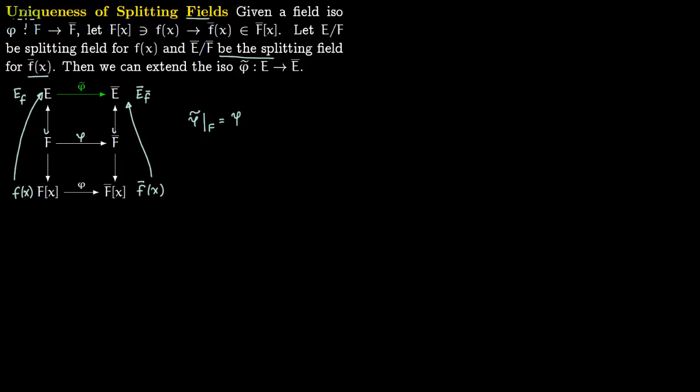Now this is called uniqueness of splitting fields, because if you take F bar equal to F, so in case you put F bar equal to F, then obviously if this is an isomorphism, our theorem is saying that this varphi tilde will also be an isomorphism. So these two splitting fields will be isomorphic to each other. So you have just unique splitting fields.